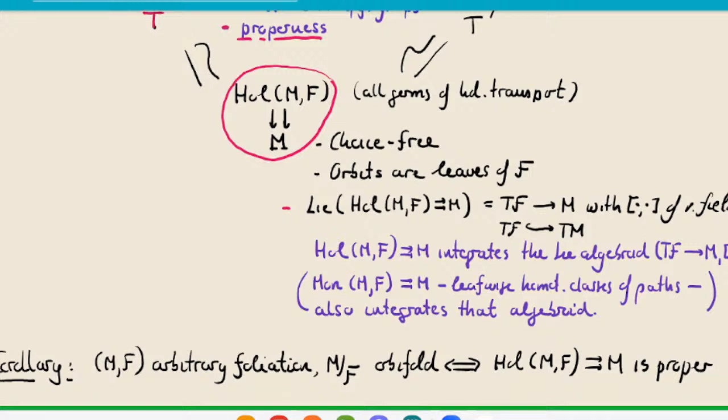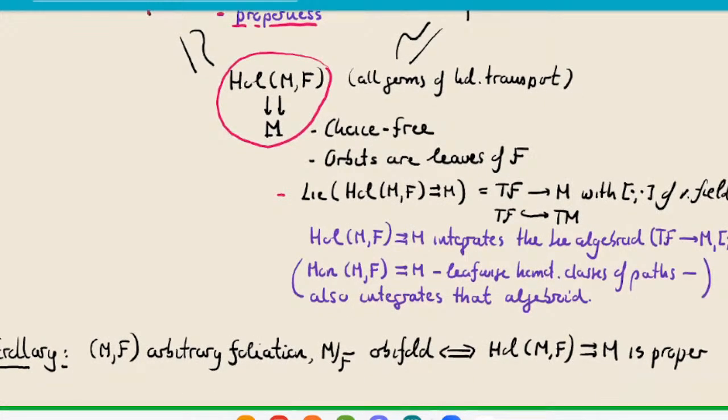Also, this viewpoint is interesting because one can say that the distribution as a Lie algebroid is integrated by the holonomy groupoid, and that construction is actually a little bit more general, more abstract, and one can go to other integrations of this Lie algebroid, such as the monodromy groupoid, meaning leafwise homotopy classes of paths in the foliation.